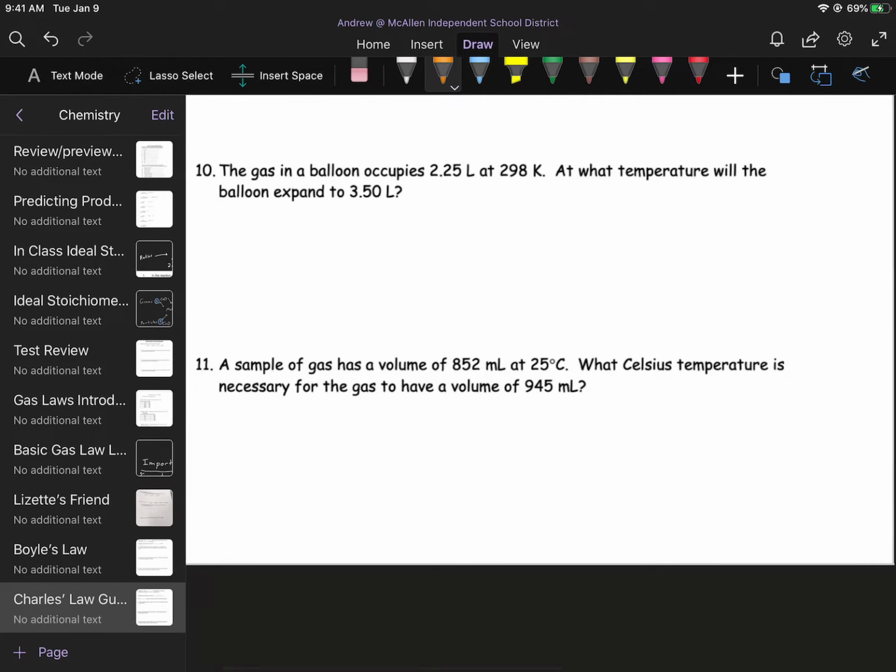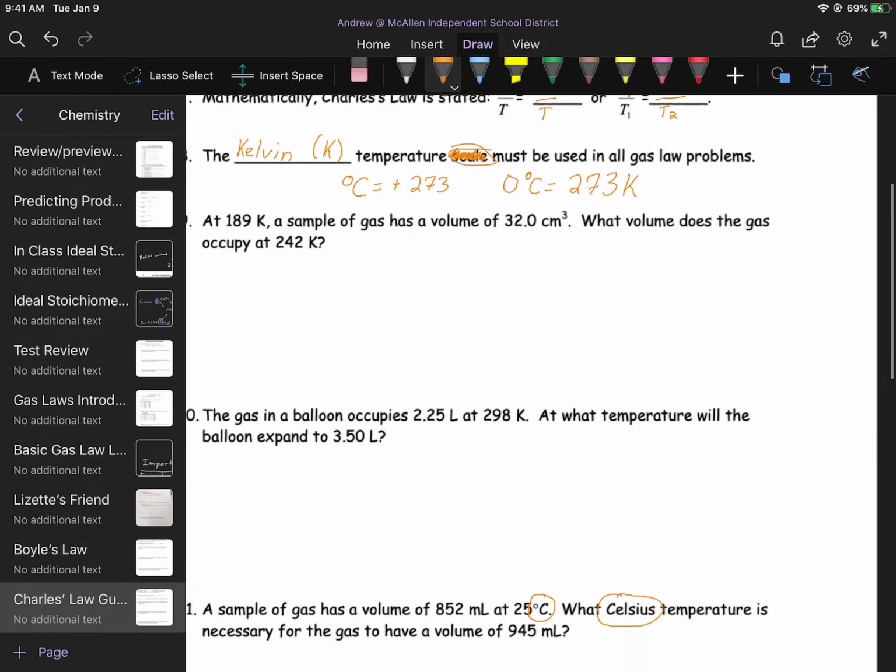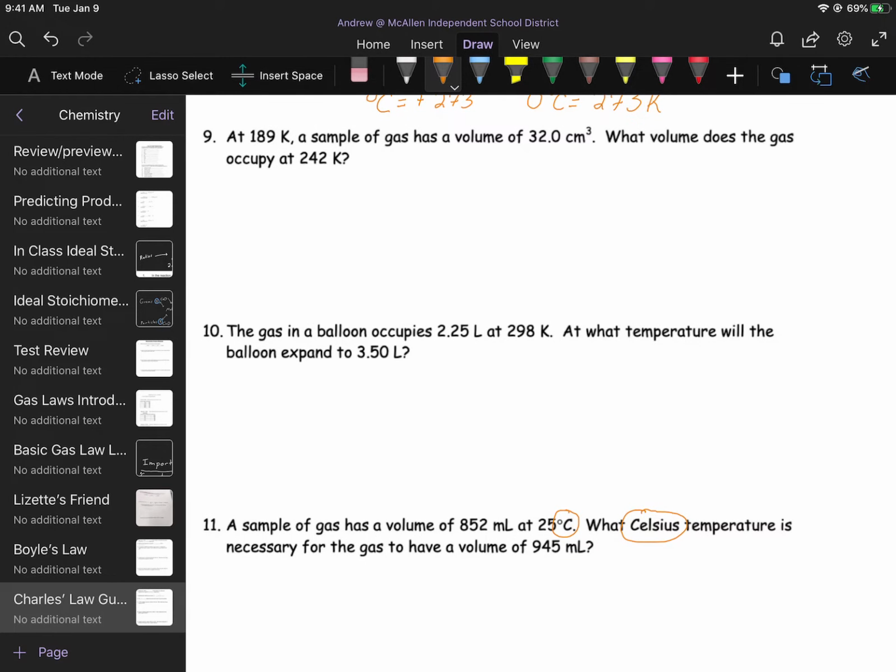In number 11, be careful, because I give you the temperature in Celsius, but the final temperature also needs to be Celsius. So I'm going to leave that to you to figure out how to do it. So, number 9. At 189 Kelvin, a sample of gas has a volume of 32.0 cubic centimeters. What volume does the gas occupy at 242 Kelvin?